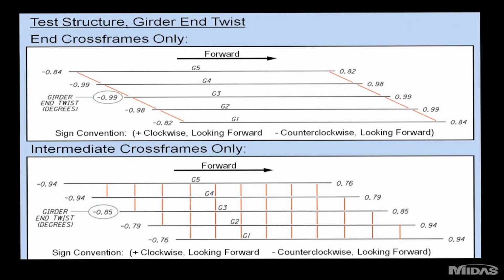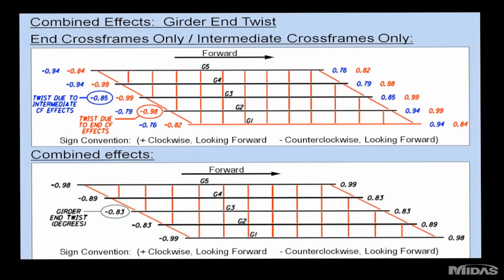But if you combine those effects, you have end cross frames and intermediate cross frames together. The top shows the two effects independently. The blue numbers are the intermediate effects. The red numbers are the end effects. The bottom diagram is the combined effects. They're approximately equal. So both the intermediate and the end cross frames produce this twist independent of each other, but they're not additive effects. Acting together, they produce about the same amount of twist.